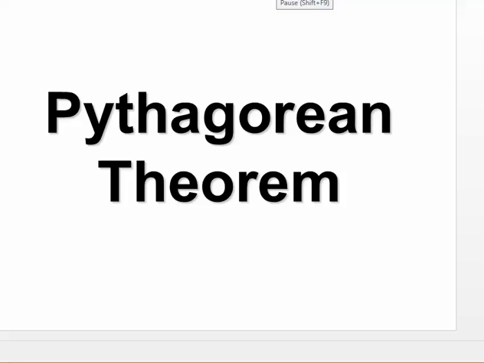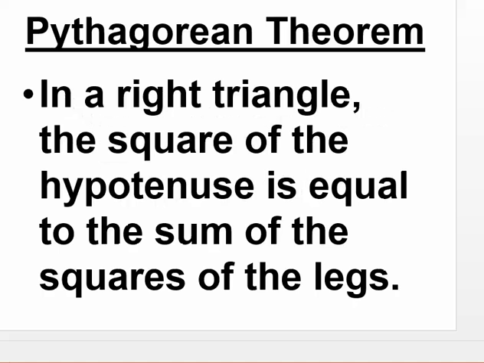Today we're going to look at the Pythagorean Theorem. In a right triangle, the square of the hypotenuse is equal to the sum of the squares of the legs.